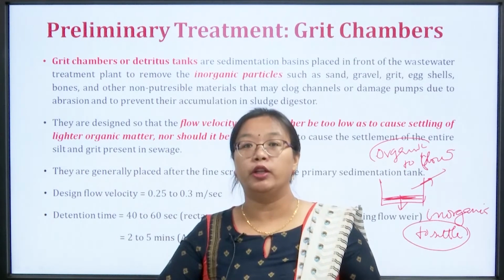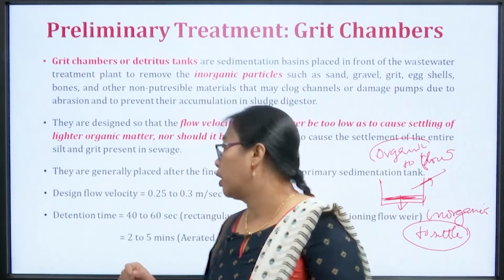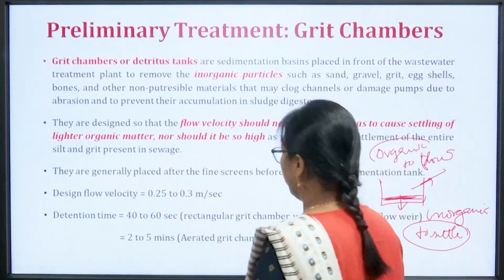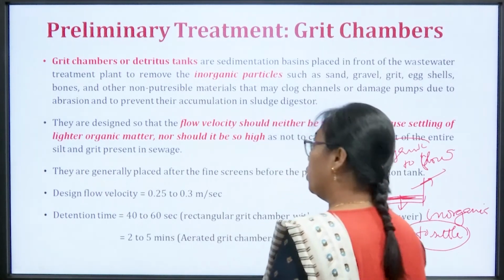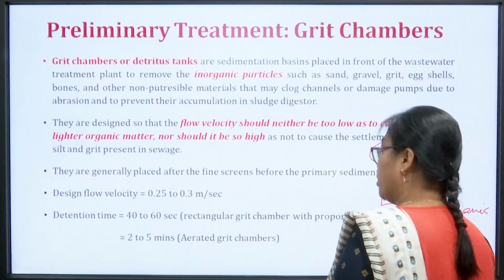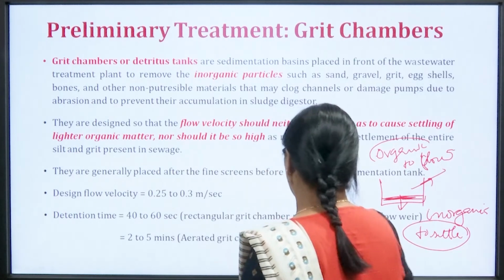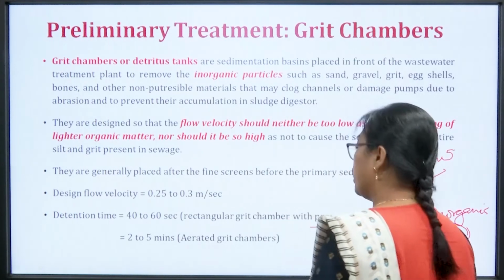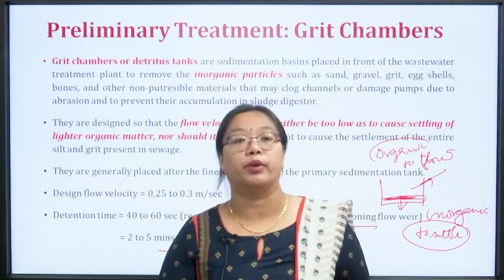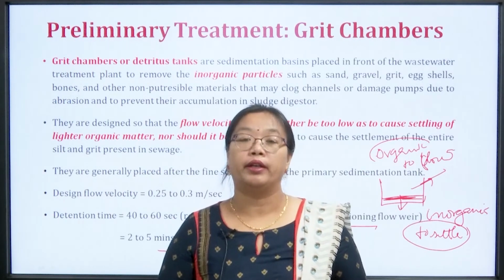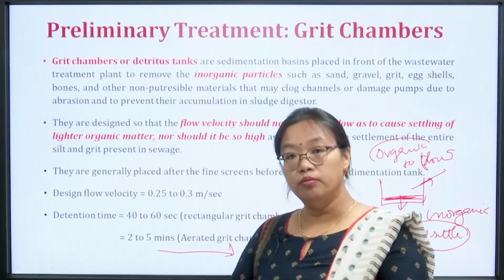So, that is the principle behind it. You want the denser, heavier material to settle down, but you want the lighter organic matter to flow off. The detention period is generally 40 to 60 seconds, a very short detention period, for rectangular grit chambers with proportional flow weirs, and around 2 to 5 minutes for aerated grit chambers. So, even in grit chambers you have different types, and for aerated grit chambers you may have 2 to 5 minutes of detention time, generally around 3 minutes.